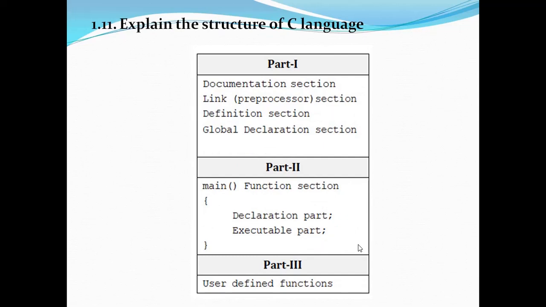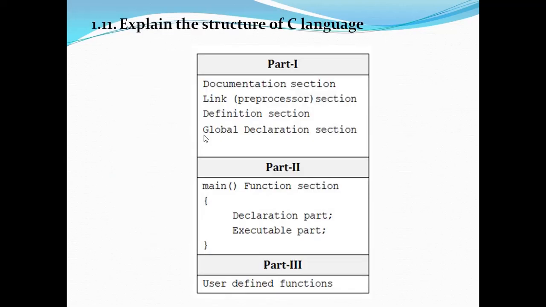So let us see the structure of C language. This is the structure. It has three parts: part 1, part 2 and part 3. In part 1 it has the documentation section, link section, definition section, and global declaration section. In part 2 it has the main method, also called the main function. And the third part has user defined functions. So this is the structure of C language.